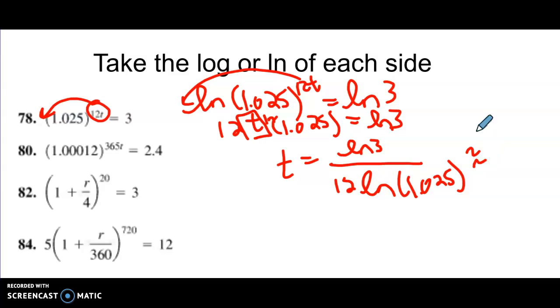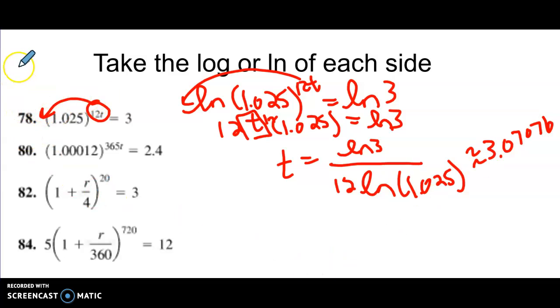And now on my calculator, I can take the natural log of 3, and my parenthesis, divided by parenthesis 12 times natural log of 1.025, and my parenthesis for the 1.025, and then end my parenthesis for the 12 times natural log of 1.025. I get about 3.07076.